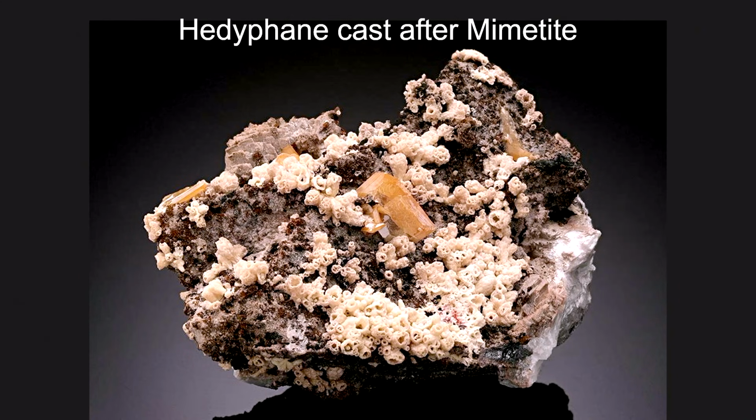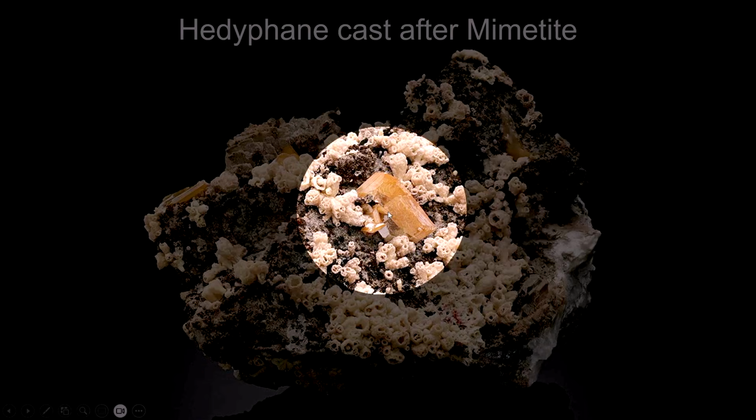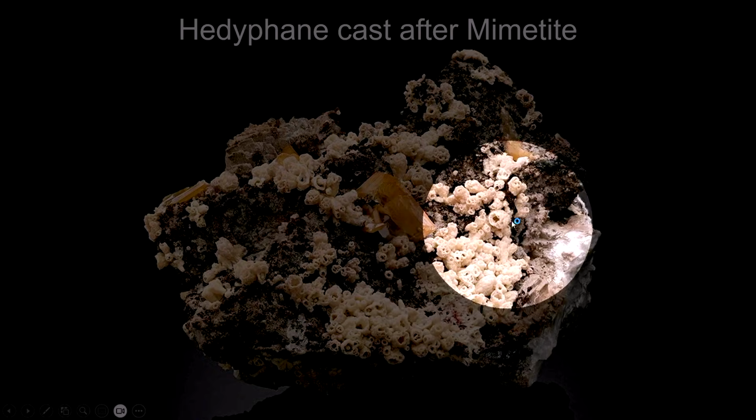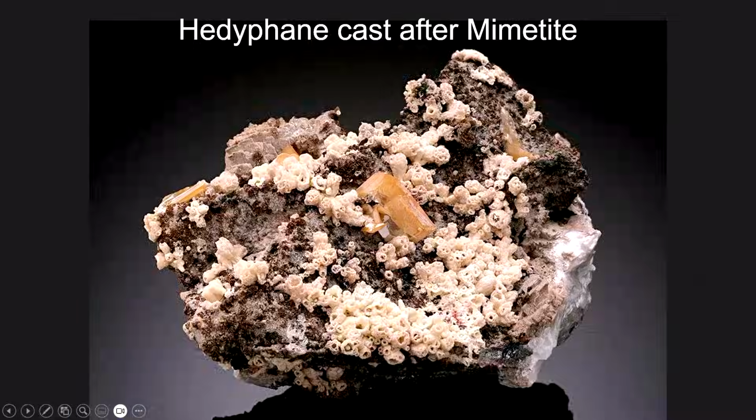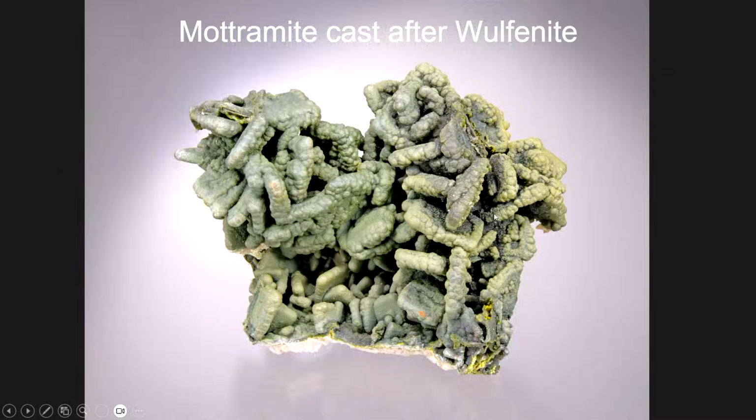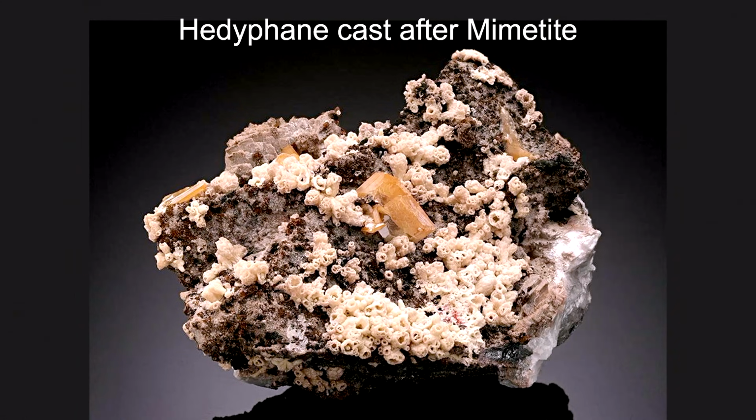This is a cast of hedyphane after mimetite. You can see all these little tubular structures. They are hollow in the center. And so that's where the mimetite was before it was encrusted with the hedyphane, and then the mimetite dissolved away.